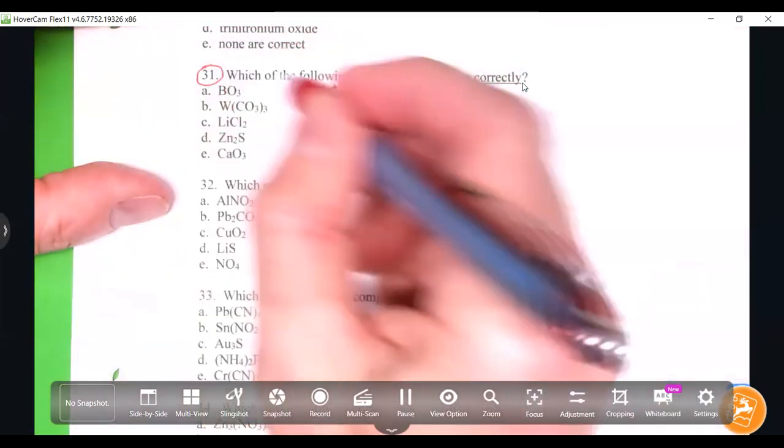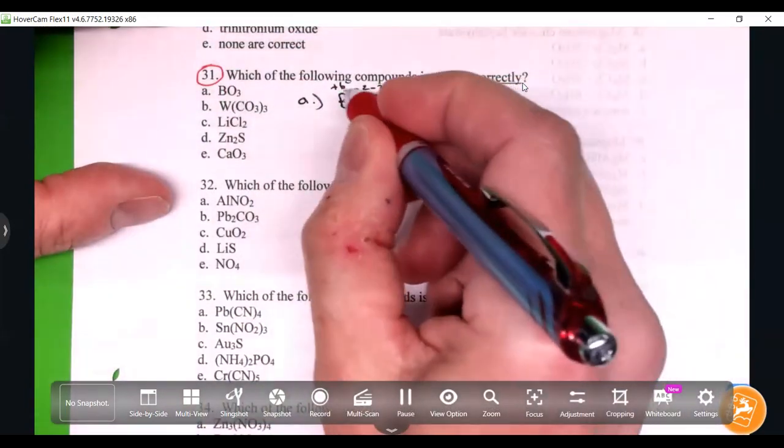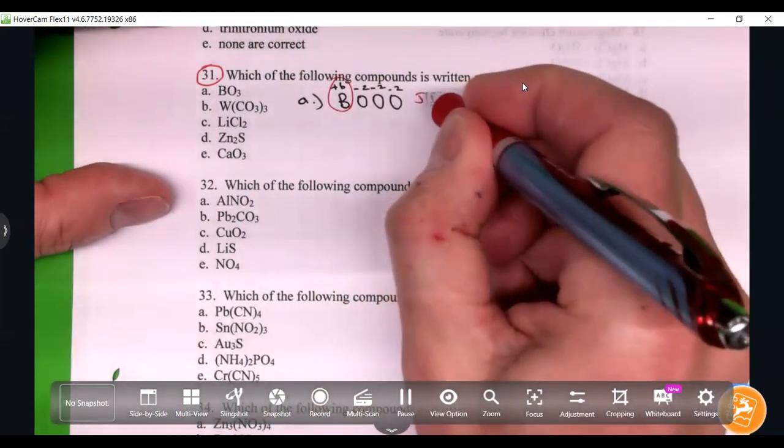No. No, so that's junk. Right? There is no boron 6. So you go to the next one.